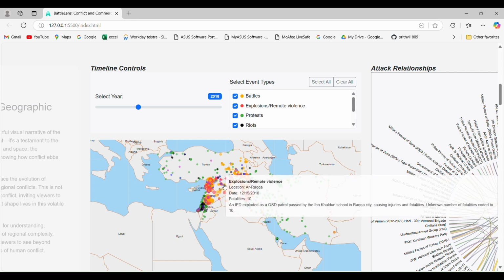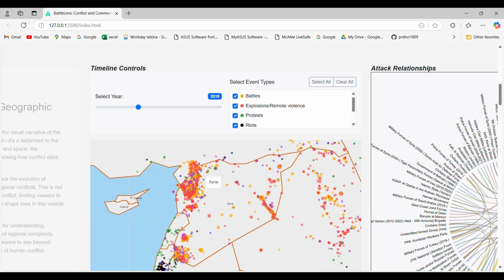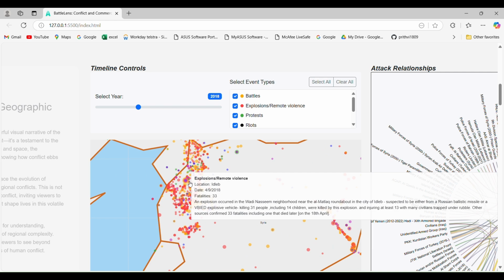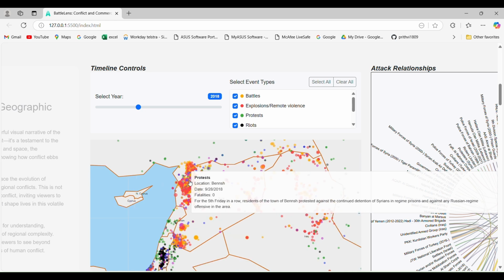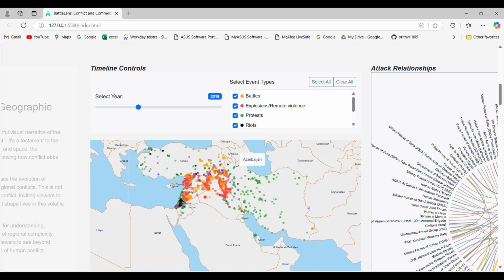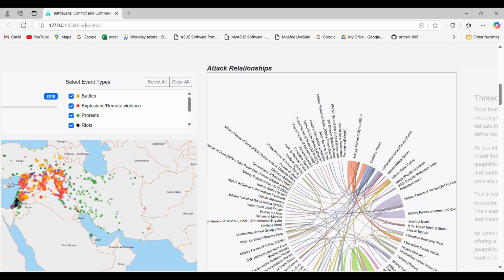We can even zoom into the map to a particular area, and each hover defines the location, the date, the fatalities, and a key note about what has happened in that event. We can zoom out.